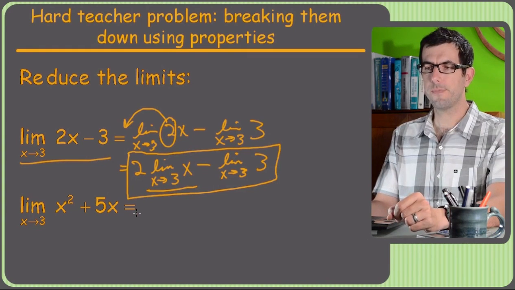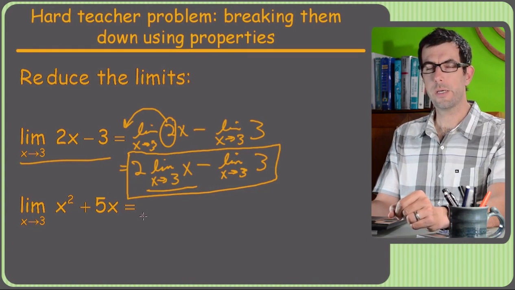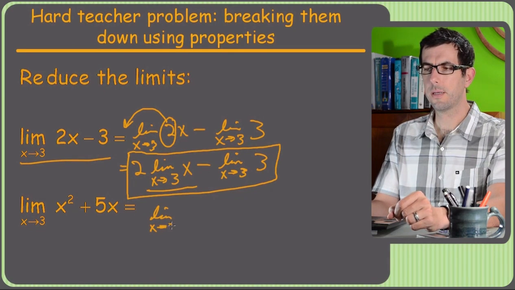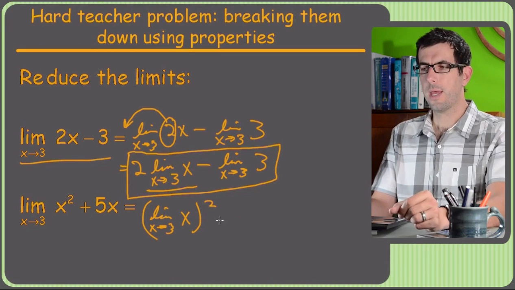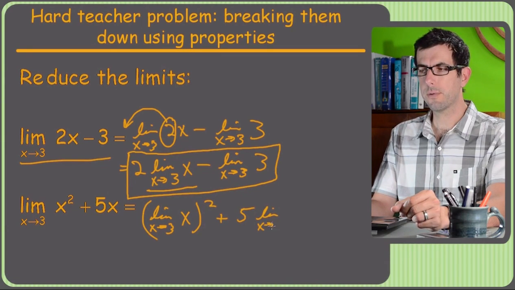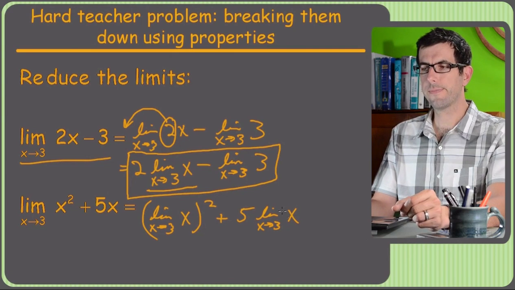All right, same thing on this one. We could break this up into the limit as x approaches 3 of x, quantity squared, so we're basically putting that squared outside the limit, and then plus 5 times the limit as x approaches 3 of x.